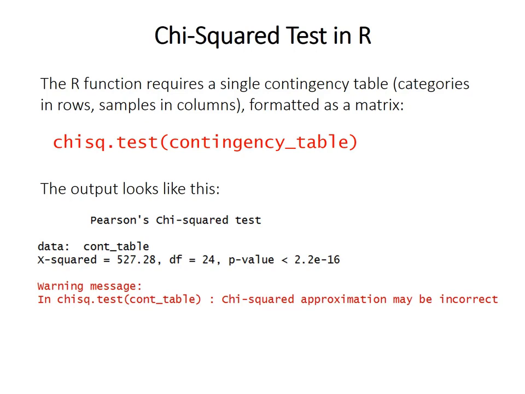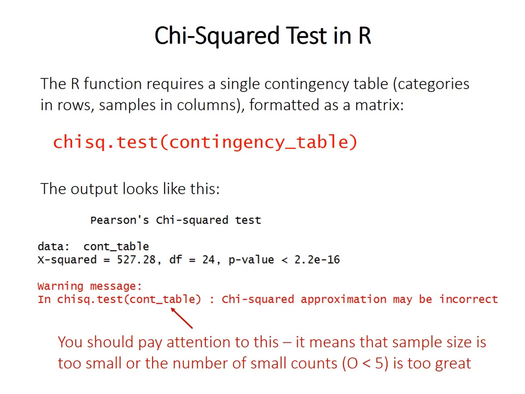I ran it to make this example on some unsuitable data. There were too many values that were small, and a number of the values were 0 for the observed counts, so I got this warning message. You should actually pay attention to this warning message if you get it, because it means that the overall sample size is too small, or more likely that the number of small counts is too great. So you should reconsider whether the chi-squared test is the most appropriate choice, or whether you can combine some of your samples to give you suitably large counts, or something along those lines.